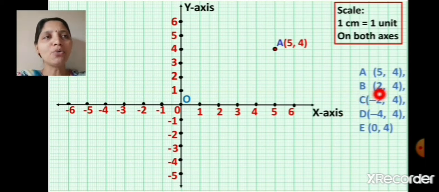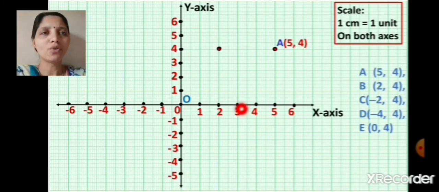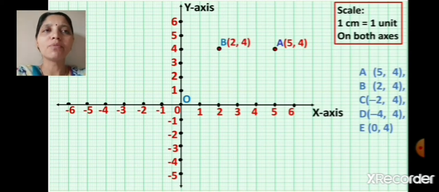Now see the next point, point B. Coordinates are 2 and 4. Again both the coordinates are positive. So that point will lie in the first quadrant. So if you draw a perpendicular from point X through point 2 and from point 4 on the y-axis, then you will get this point of intersection and this point you will name as point B with coordinates 2 and 4.